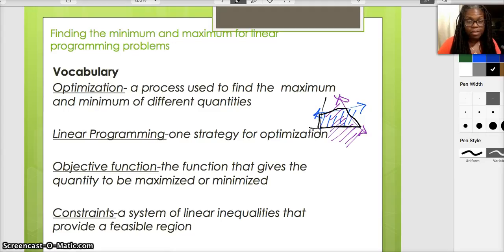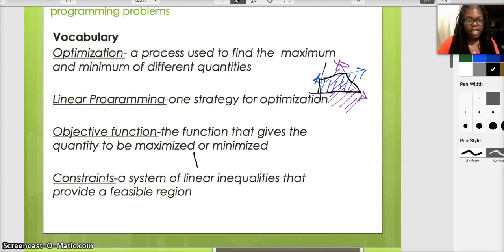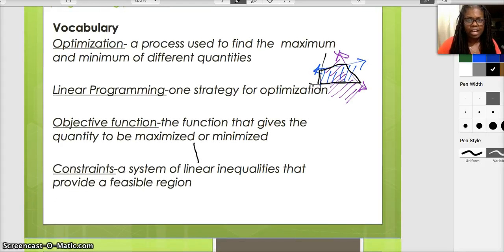We're going to have a couple of things that we need to deal with. One is the objective function. The objective function is the function that we're going to use to maximize or minimize the situation. And it'll make better sense when we look at some examples.